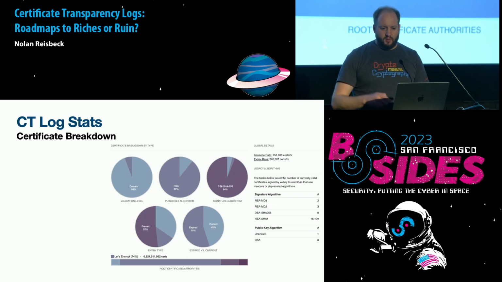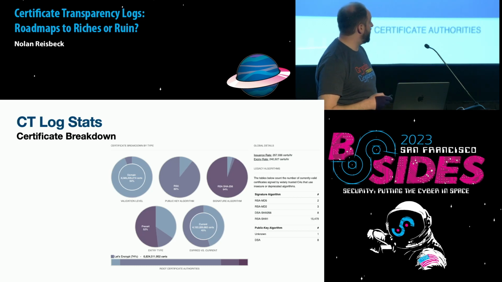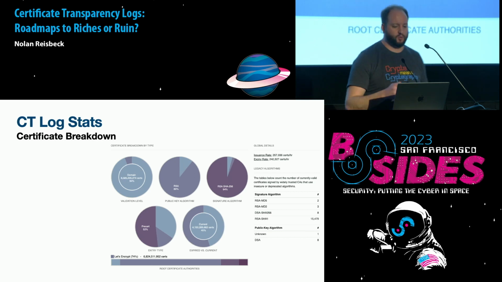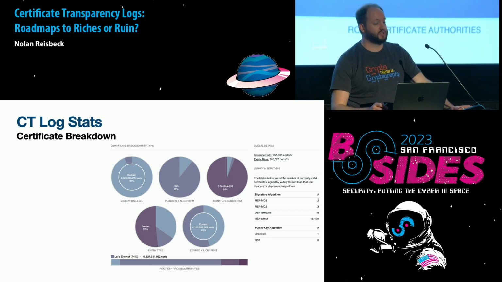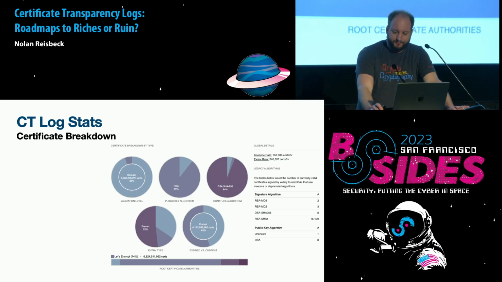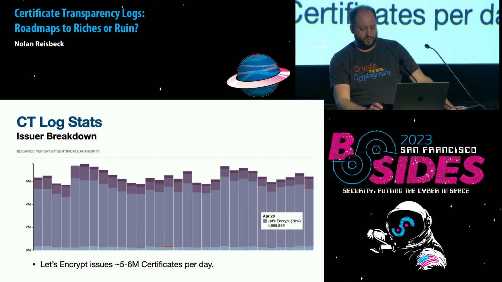I pulled this graphic from Cloudflare. They have published some useful information here, basically talking about, sorry, that's 4.1 trillion valid certificates floating around out there for 8.5 trillion domains. They issue a lot of certificates every day. Let's Encrypt will issue between 5 and 6 million certificates a day. So that's a lot of certificates being issued.